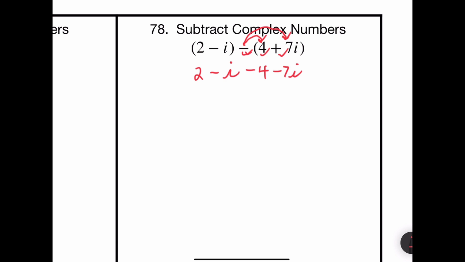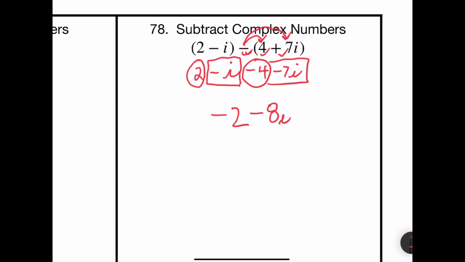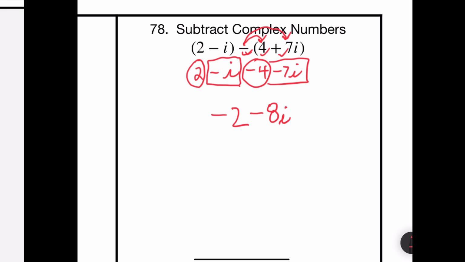Now I can go ahead and combine those things that are alike. So I have the numbers 2 minus 4, which is negative 2. And I have my imaginary products. Negative i minus 7i is negative 8i. And so my answer is negative 2 minus 8i.